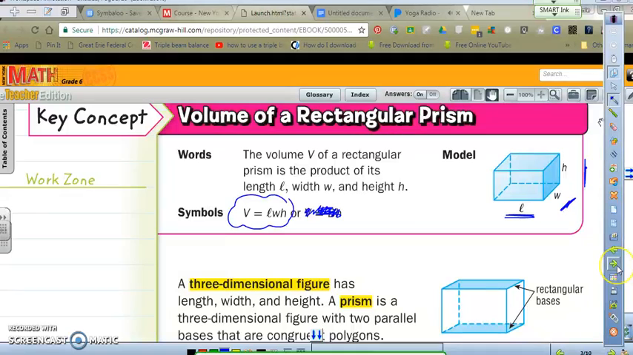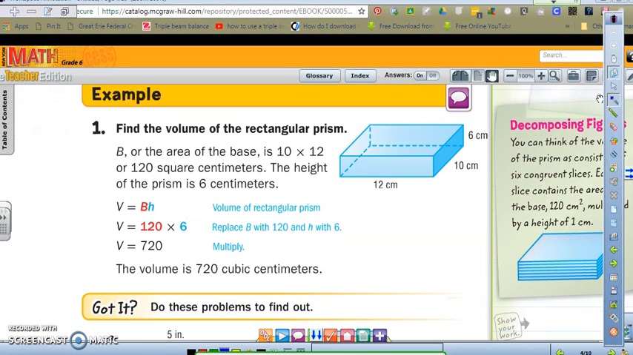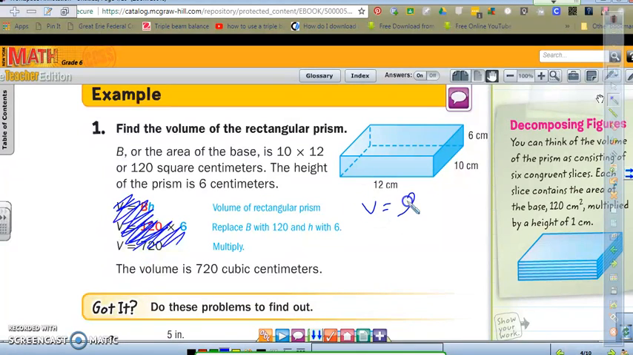Okay, so let's look at example 1. Find the volume of the rectangular prism. Cross this all off. I don't like that. We're using our other formula. So volume equals cursive L, length, width, height. My length is 12. My width is 10. My height is 6. So make sure you are all writing this down right now.